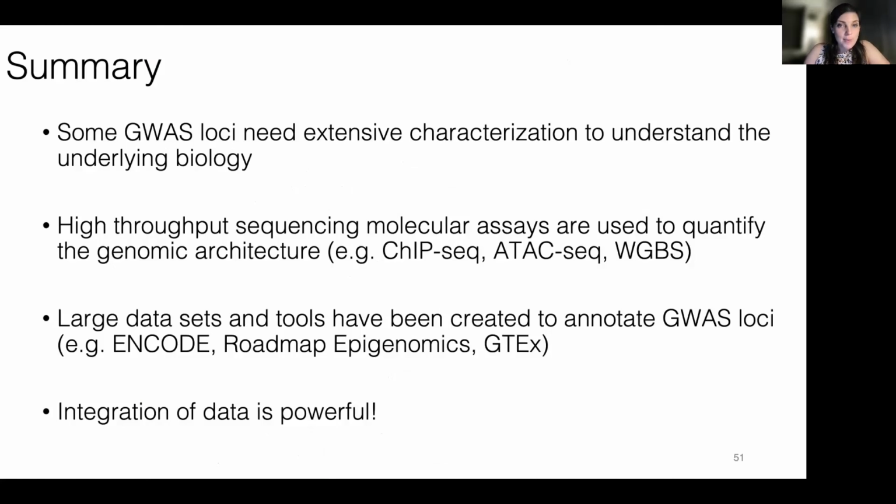So we've gone through a lot of information. Essentially, GWAS loci need a lot of work really to understand what's going on. You can't just pop your Manhattan plot in a paper anymore. We want to think about the biology of what's going on. And there are so many high throughput sequencing molecular assays that allow us to do that. So we talked about ATAC-seq, DNA-seq, ChIP-seq, whole genome bisulfite sequencing that allow us to quantify the genetic architecture and look at the sequence in that area. Lots of data sets and tools have been created and made publicly available that help us annotate the GWAS loci. And then I gave you some published examples. So I hope that these slides can serve as a resource for you.